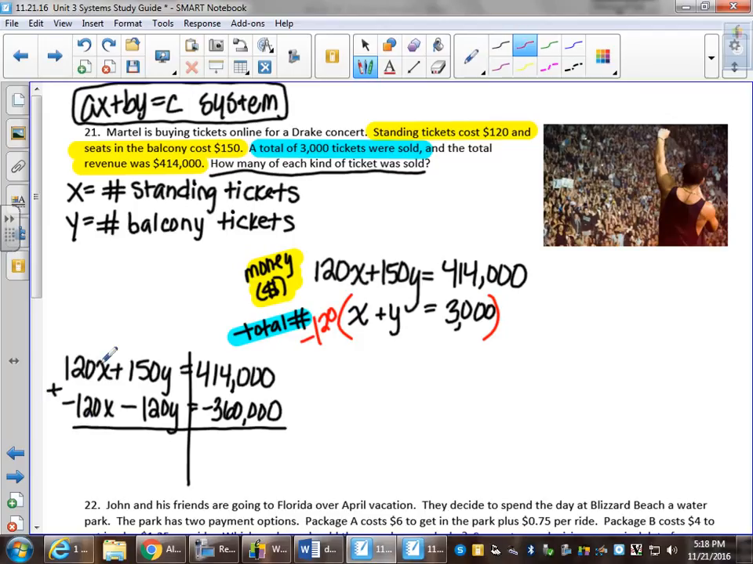When we add these, 120x minus 120x is 0. 150y minus 120y is a positive 30y. And then in my calculator, I'll do 414,000 minus 360,000 is 54,000. Divide by 30, divide by 30. We get y equals 1,800. 1,800 what? We go look, y is balcony, so 1,800 balcony tickets.